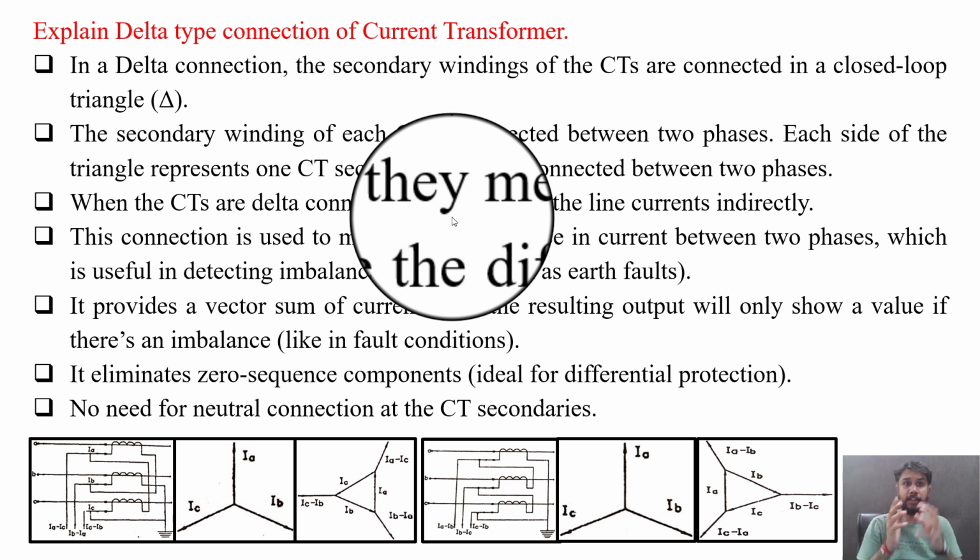Explain delta type connection of current transformer. So in a delta type connection, the secondary winding of the CTs are connected in a closed loop triangle, and this connection is also possible with 3-phase only. The secondary winding of each CT is connected between 2 phases.